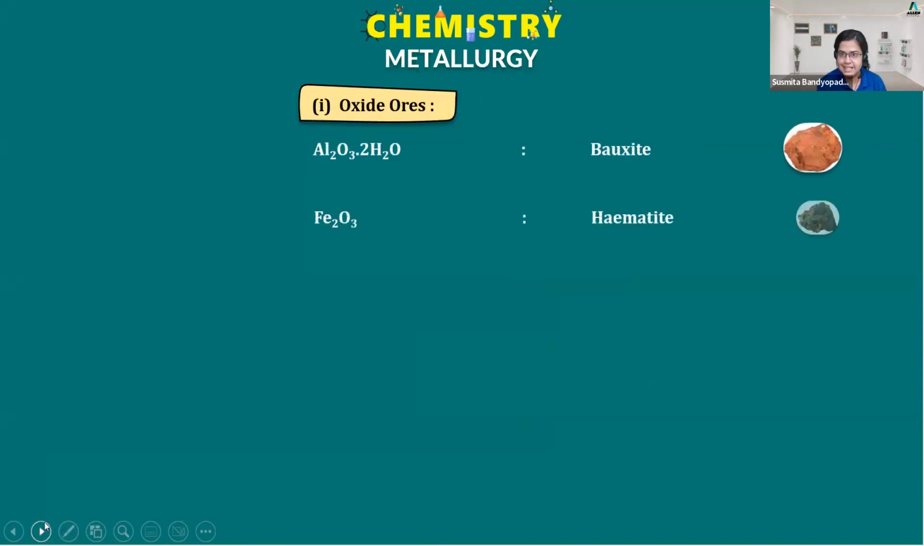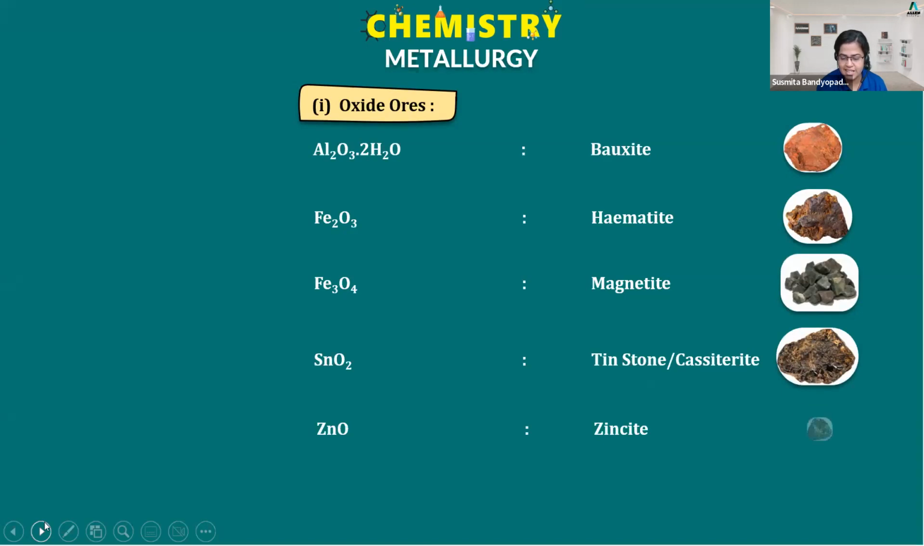Now, let's see the list, whether we are missing something. Bauxite, hematite, magnetite, cassiterite, used in the extraction of tin. Zincite, ZnO. Cassiterite, SnO2. Magnetite, hematite. Fine. If there are things you don't remember, let them get registered immediately. Bauxite, hematite, magnetite I got. Zincite, ZnO. Cassiterite or tinstone, easy to remember, SnO2. Cassiterite, remember this. Let's continue further.